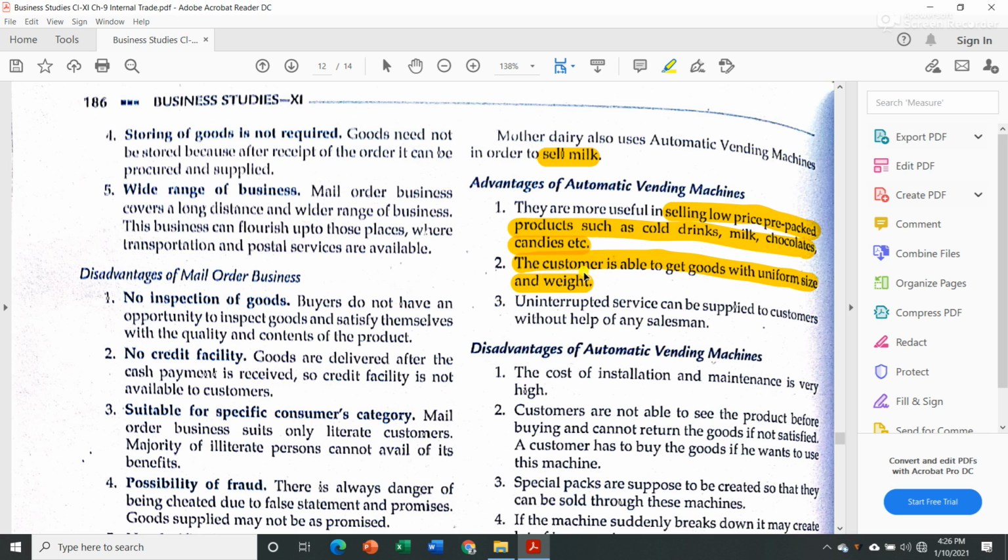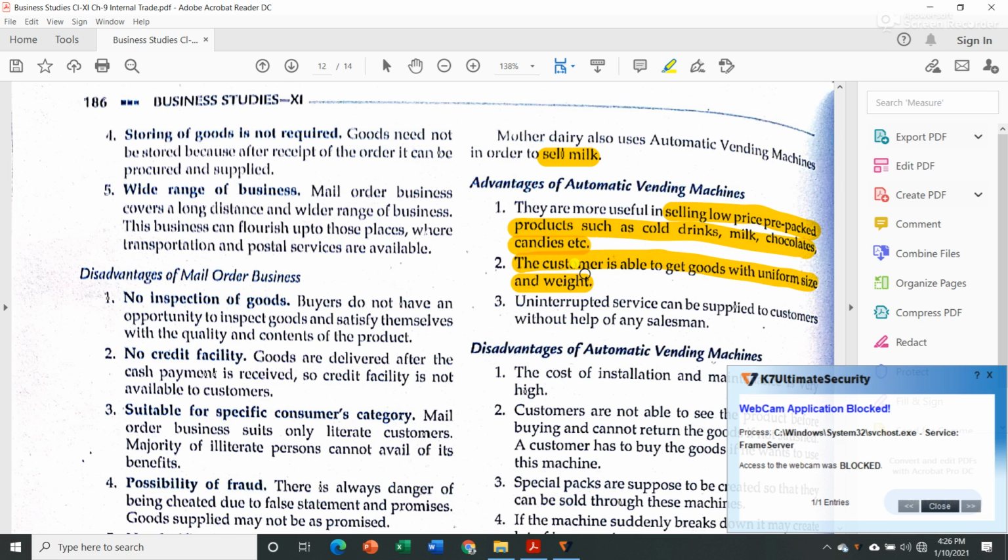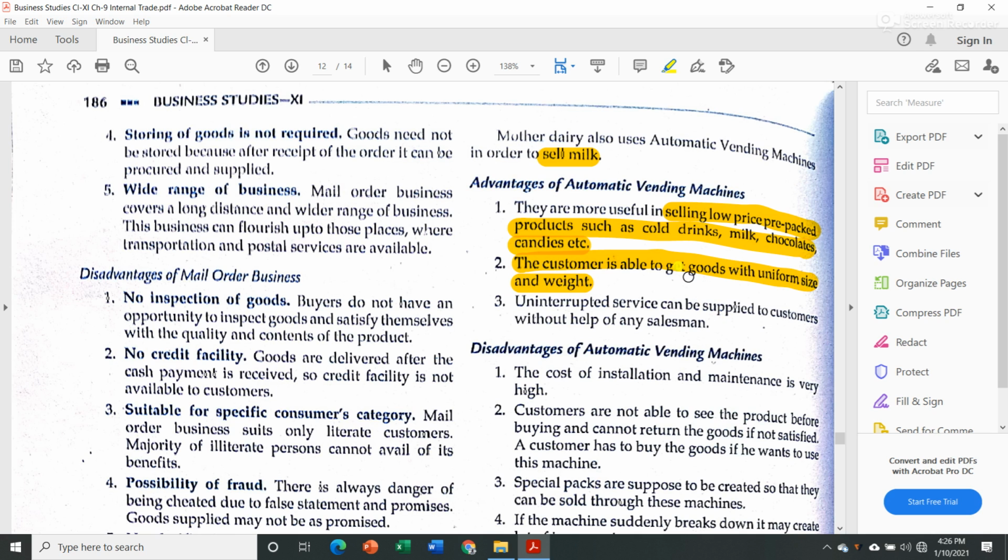Means when you are purchasing from an AVM, that is an automatic vending machine, then you don't have to be worried about the weight or the quality of the product. Then the third one is uninterrupted service can be supplied to customers without the help of any salesman.